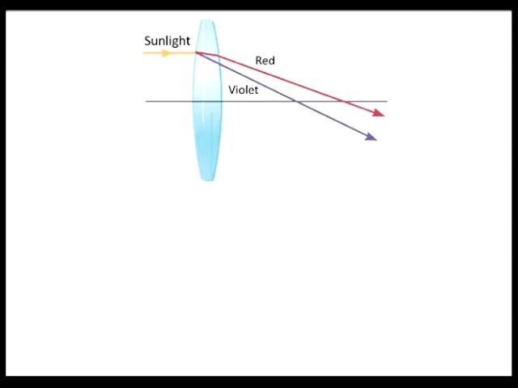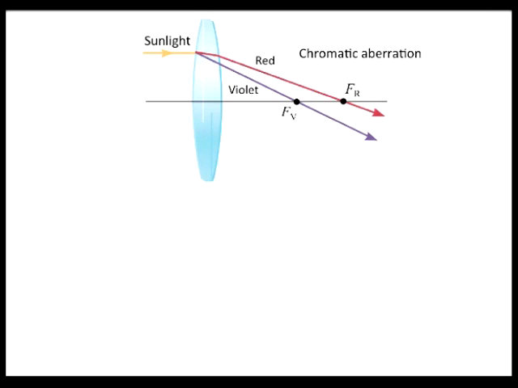Violet is refracted more than red, so the violet ray crosses the principal axis closer to the lens than does the red ray. Thus, the focal length of the lens is shorter for violet than for red, with intermediate values of the focal length corresponding to the colors in between. As a result of chromatic aberration, an undesirable color fringe surrounds the image.